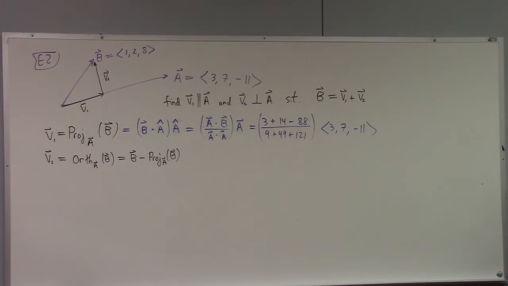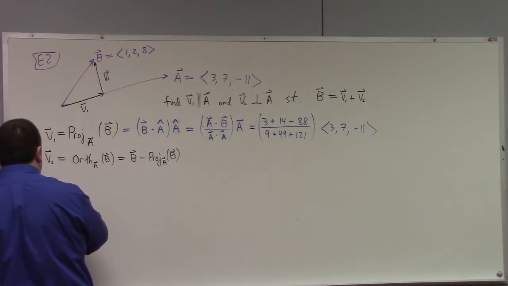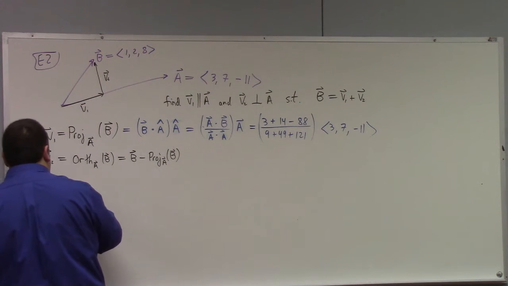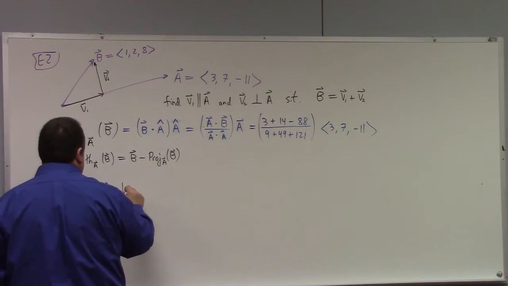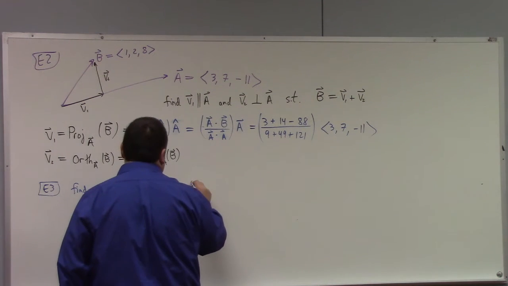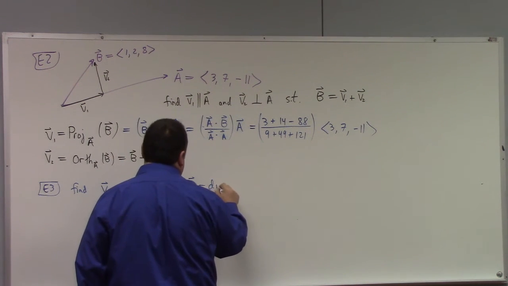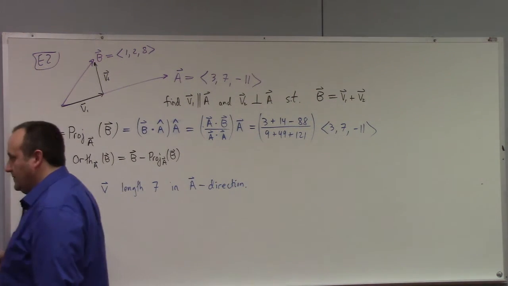Oh, example 3. Find the length of the projection of 7 in the A direction. How would you do that?